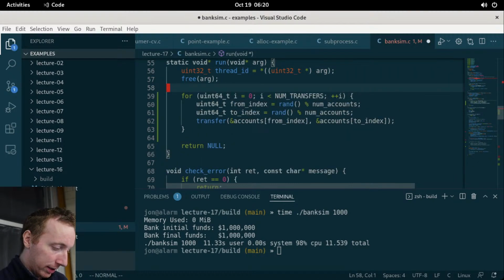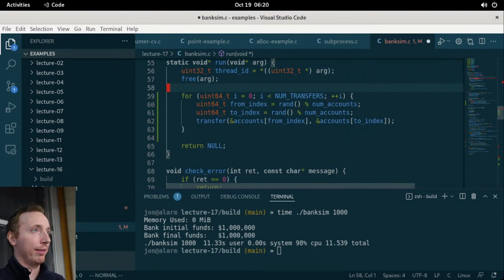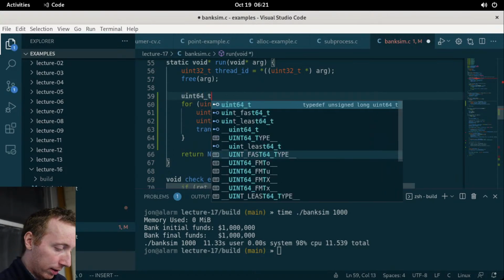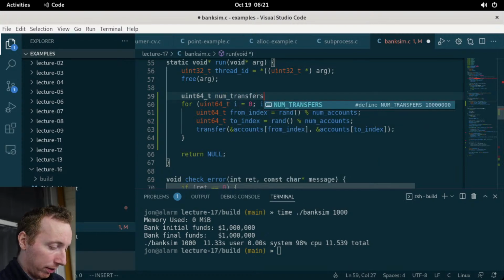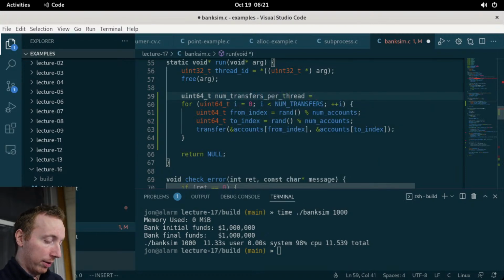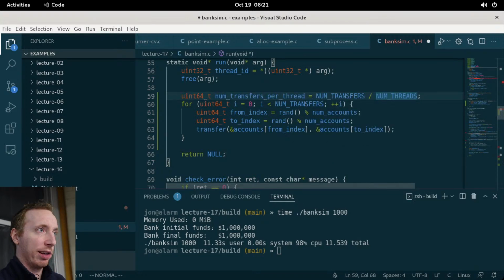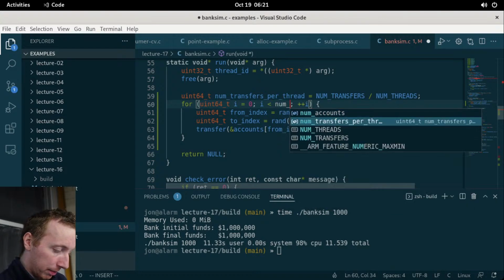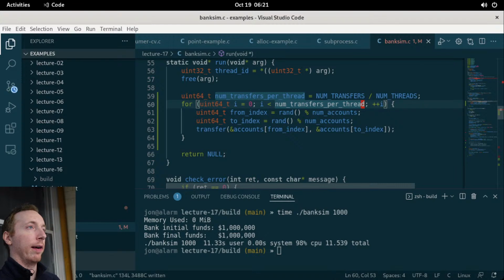I know it's mine. So instead of doing num transfers, that should be wrong because this is every thread doing all of the work. So this wouldn't be any faster. So how many times should it go through? Divide by 8, or if I want to give it a nice number, I can call it num transfers per thread, equals num transfers divided by num threads. It's a little more readable. And then in here, I would do num transfers per thread.